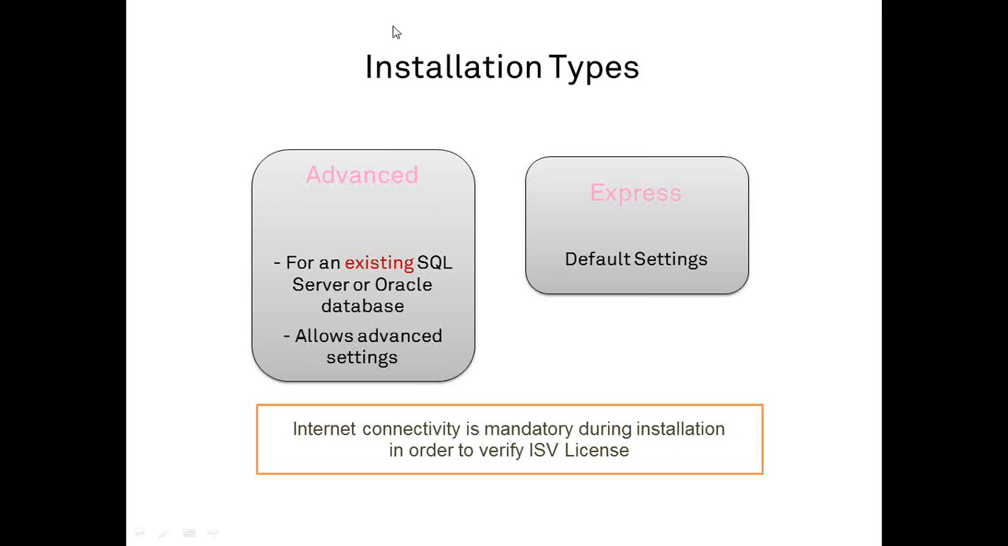Another thing that is important during the installation is that you have internet connectivity. Why is it important? Because during the installation there is a connection to Gemalto servers in order to check whether the customer ID that you provide is licensed to get this Sentinel EMS installation as an ISV, as a software vendor.